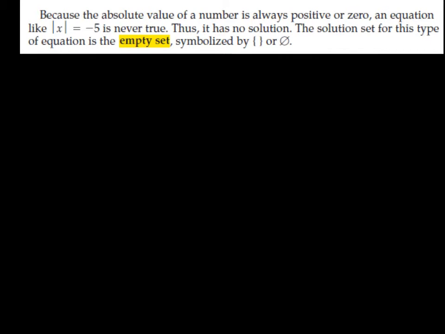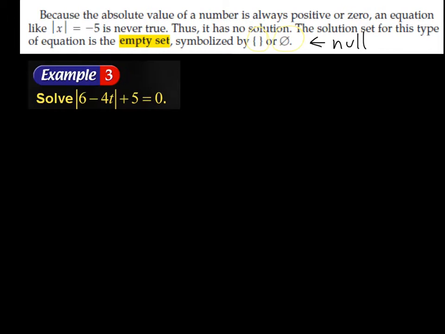Because the absolute value of a number is always positive or 0, an equation like the absolute value of x equals negative 5 is never true. It has no solution. The solution for this type of equation is the empty set, which could be symbolized by braces with nothing between them, or most people like the null set notation. So if you're alert, this type of problem works very quickly.